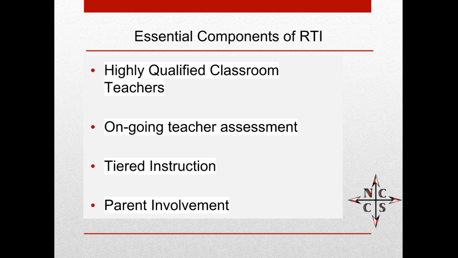There are 4 components of the RTI process. We need to have highly qualified classroom teachers, which we already realize, and we have the best teachers ever. And then we need ongoing teacher assessments, and we have that in place. We are doing DIBELS, TRC, and various other ways of assessing our students regularly. Then we need to be looking at the 3 tiers, and we're going to talk about the 3 tiers in just a second. And then the last component is just making sure that our parents are involved.